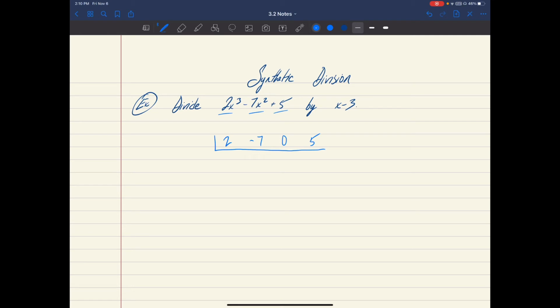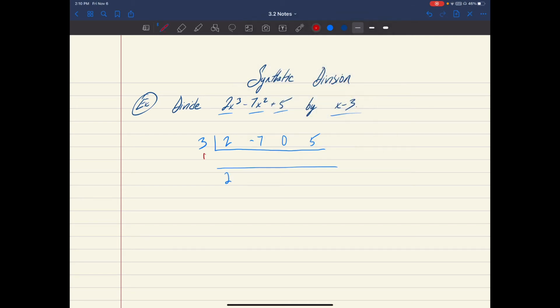Whatever you're dividing by. So we're dividing by x minus 3. What this means is that it's going to be the opposite of whatever it is. So if it's x minus 3, then you are going to flip the sign on that. So this would be 3. And then we do this. Draw a line, drop the first term down, 2.